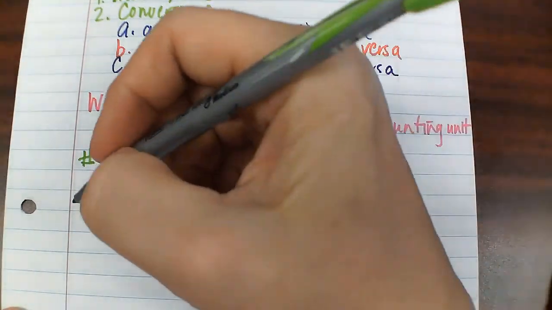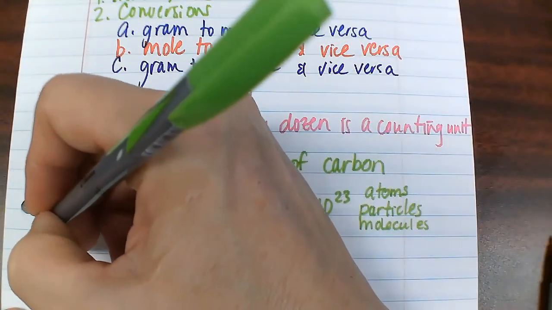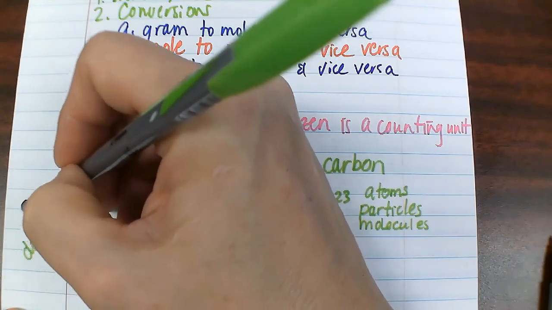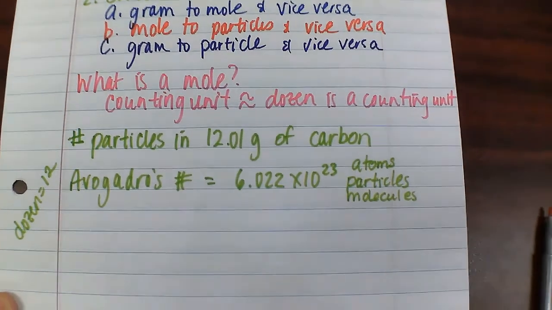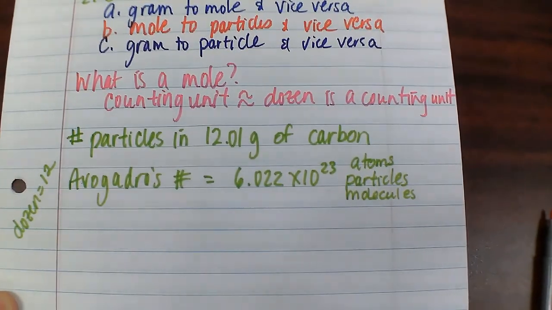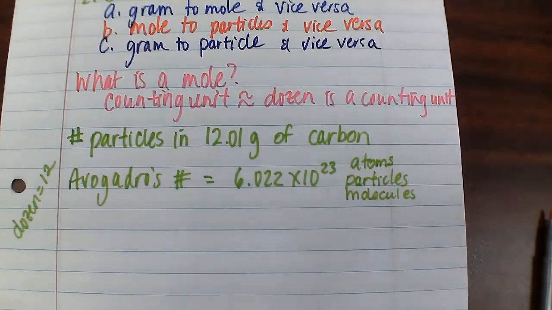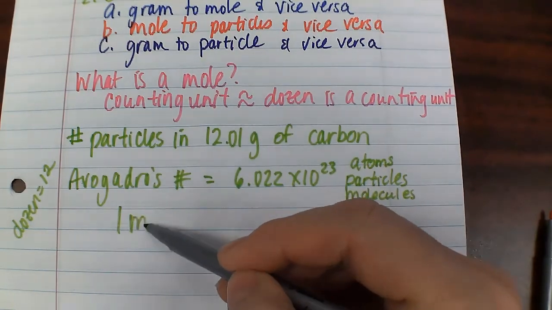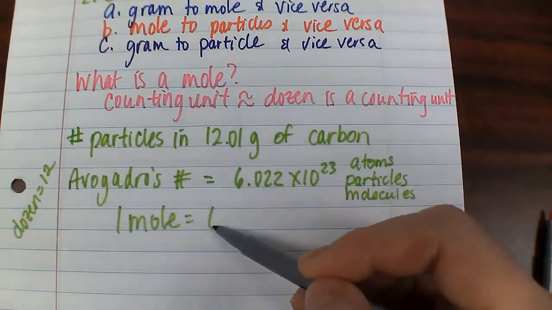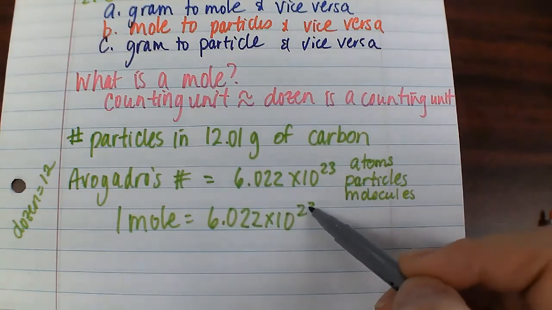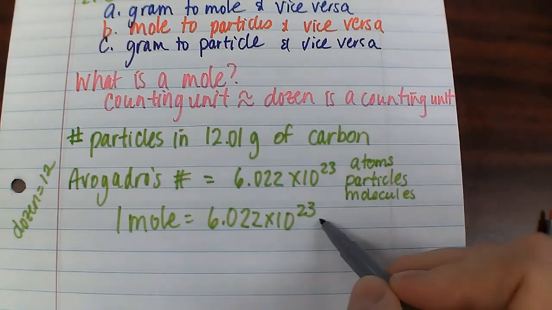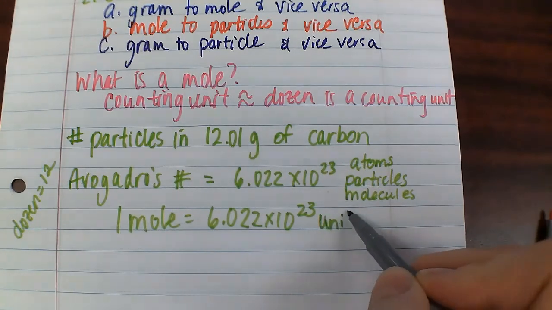Similar to how a dozen is equal to 12, you will now associate a mole with 6.022 times 10 to the 23rd. And I'm going to just write the word units.